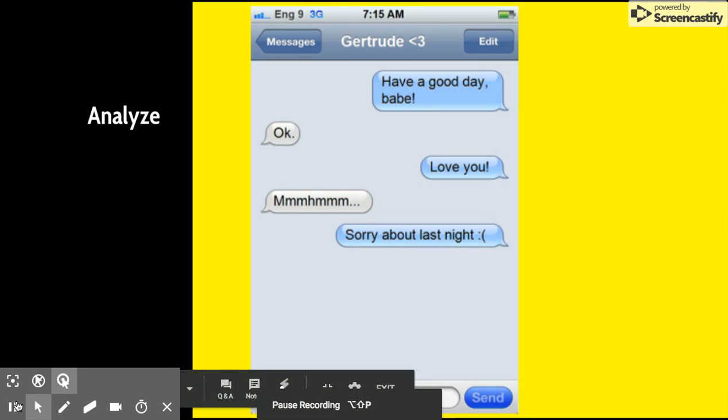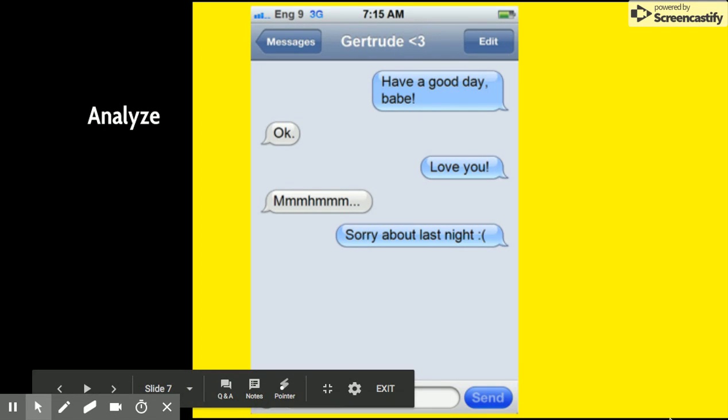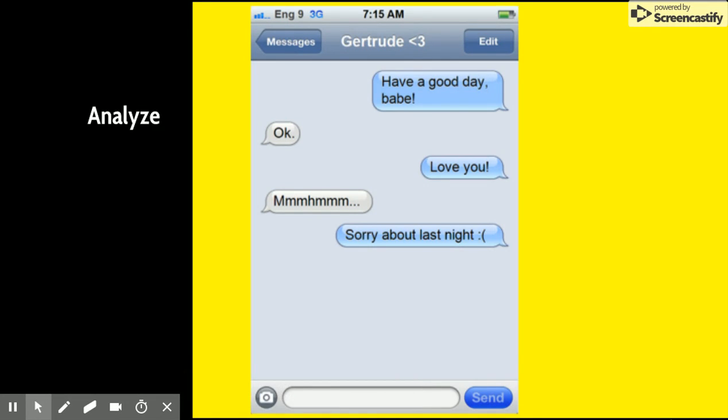All right, now that you have an analysis of a picture, let's try an analysis of a text. You guys do this all the time. You get a text from somebody and you try and figure out what's the subtext. What do they really mean when they're saying certain things? So take a look at this conversation between Gertrude and another person, and I want you to write an analysis.